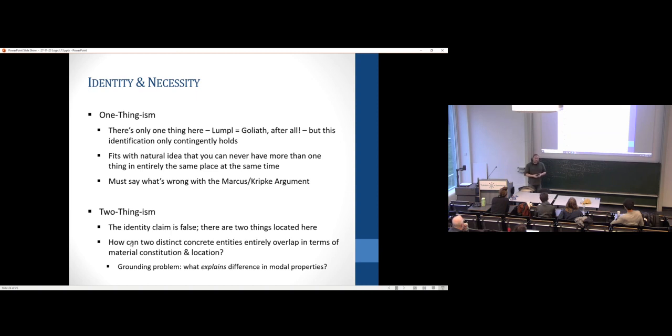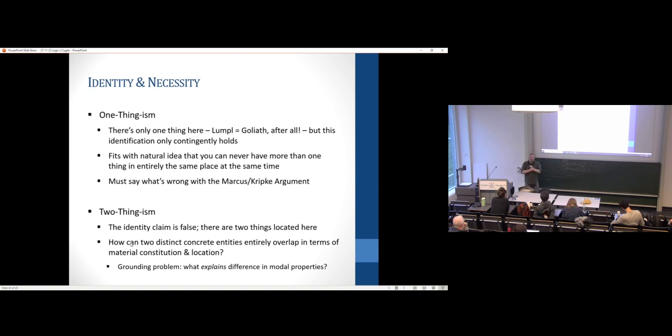At least no physical objects. Goliath and Lumpel are both physical objects. But of course, then they have to say what's wrong with that kind of Barcan Marcus-Kripke argument. And that's hard, because there's not a whole lot of wiggle room there. They maybe have to give up on this.